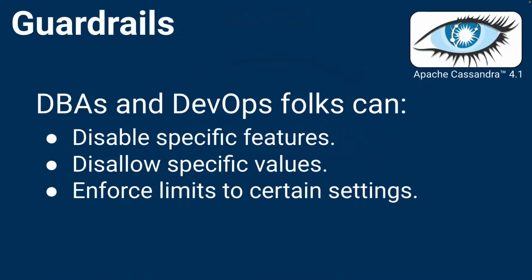Apache Cassandra 4.1 has many great new features. One of them is Guardrails. Guardrails allows someone who is a DBA or a DevOps specialist to set certain limitations on what can be run from the development side. Guardrails essentially allows database administrators and DevOps specialists to have the freedom and the configurability to disable or enable specific features, to disallow specific values, and even to enforce limits to certain settings.